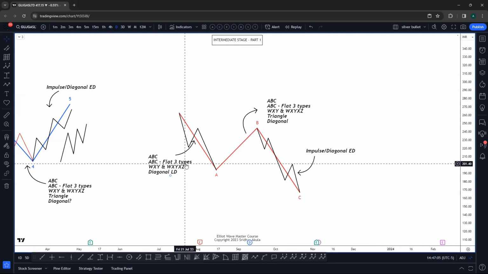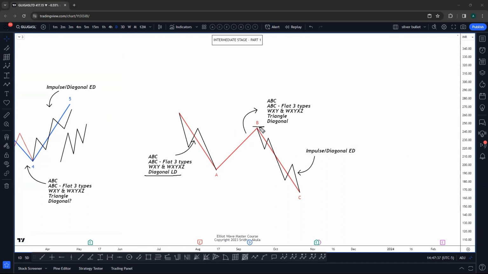Can it make a flat pattern? That is my question to you now. Can wave A make a flat pattern? This is deliberately placed here. I want you to answer this. Can wave A make a flat pattern? Then we have your WXYZ and diagonal. This is your leading diagonal. Why is it leading? Because this is the first part of a wave structure. That is why it's a leading diagonal.